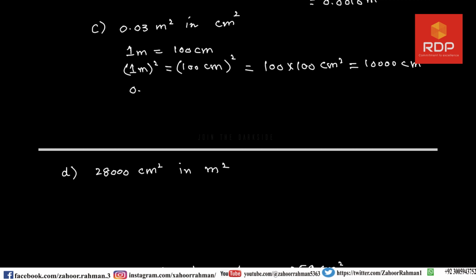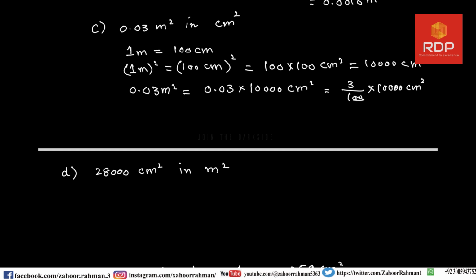Now 0.03 meter square will be equal to 0.03 into 10,000 centimeter square. We can write this as 3 divided by 100 into 10,000 centimeter square.